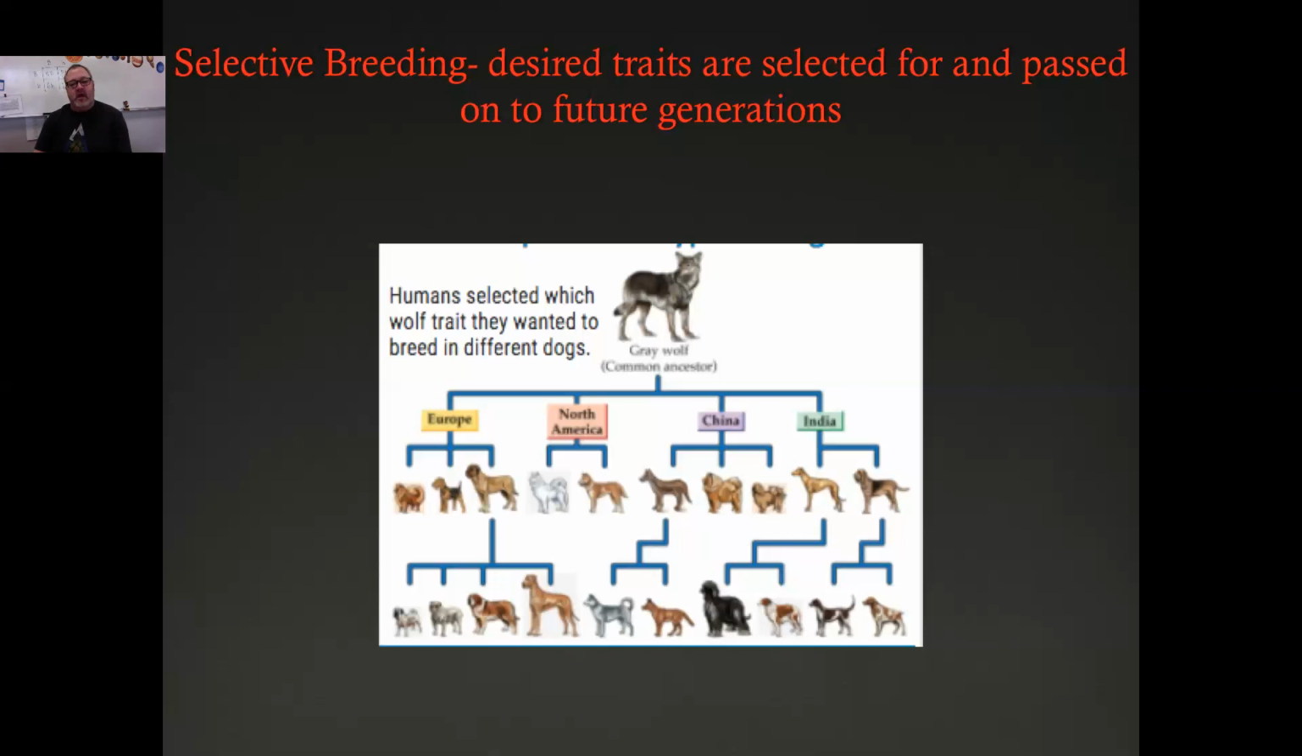And then eventually, thousands of years later, we have dogs that are teeny tiny, and dogs that are really big, and some dogs that are good at hunting, and some that are really good at swimming, and some that are really good at being guard dogs, and some that are really good at pulling sleds. Okay, and that's a product of selective breeding.